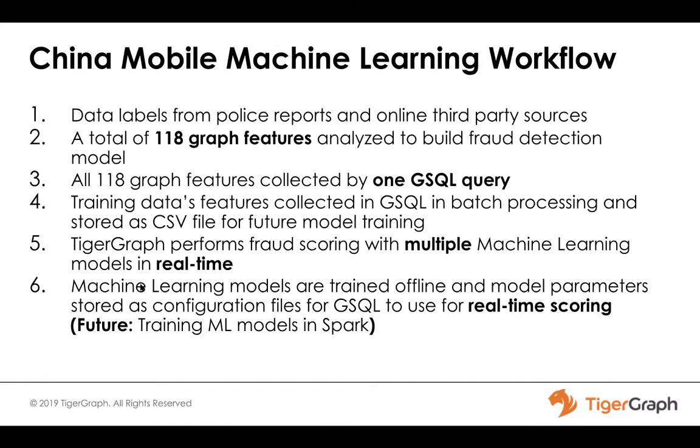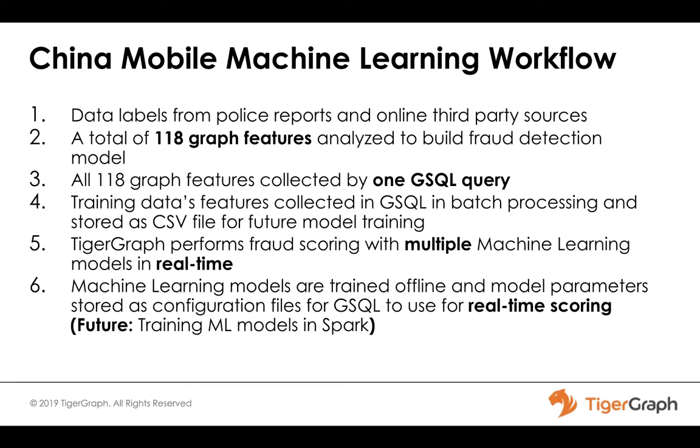All right, let me just summarize the China Mobile machine learning use case workflow. First of all, all the data labels, which I didn't mention before, are coming from the police reports and also some online third-party sources. And a total of 118 graph features were analyzed to build the fraud detection model. And this is actually collected by one GSQL query. The training data's features are collected in GSQL in batch processing, and we store it as a CSV file for future machine learning model training.